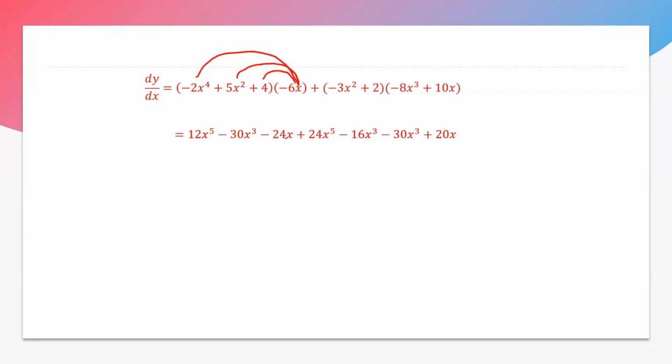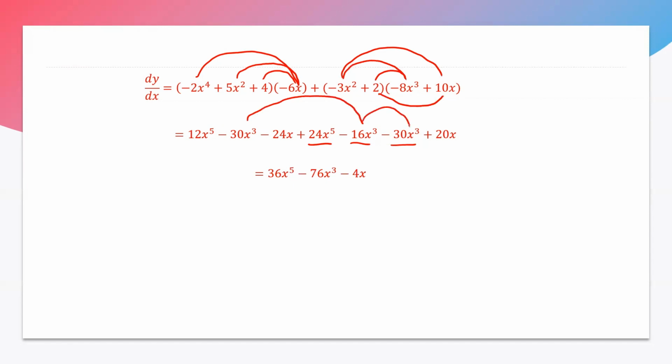Similarly, the second terms, minus 3x square into minus 8x cube is plus 24x power 5. 2 into minus 8x cube is minus 16x cube. Minus 3x square into 10x is minus 30x cube. And 2 into 10x is plus 20x. Now adding all the like terms, we will get the next step as 12x power 5 plus 24x power 5 is 36x power 5. Minus 30x cube minus 16x cube minus 30x cube is equal to minus 76x cube. And minus 24x plus 20x is equal to minus 4x.